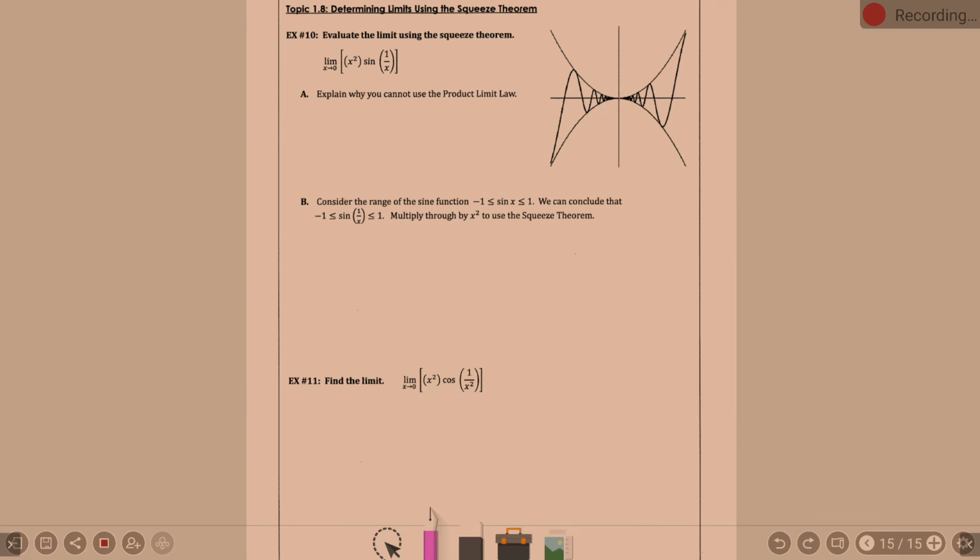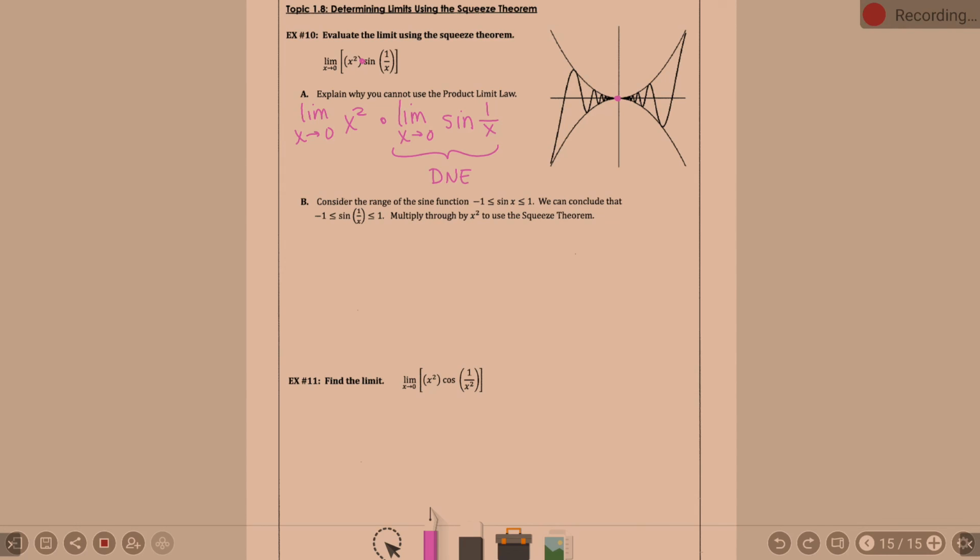And the product limit would be saying breaking this into 2 limits. Breaking this into the limit as x approaches 0 of x squared times the limit as x approaches 0 of sine of 1 over x. And the reasoning would be that this one, you would get a DNE, and that would cause us a problem. Whereas we can tell just by looking, everybody's going to meet at 0, 0, right? So that's why, because that one does not exist.